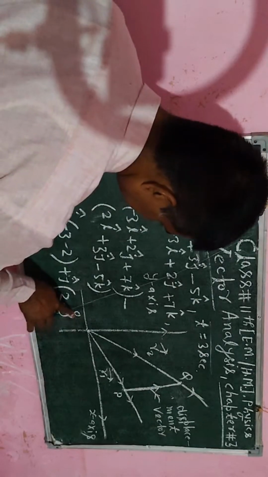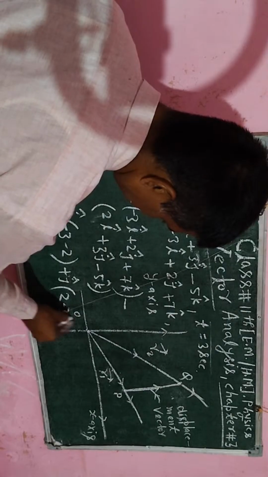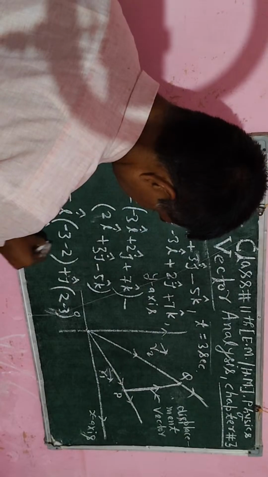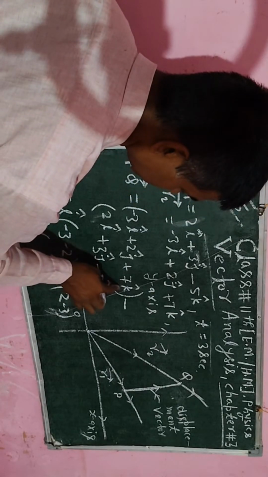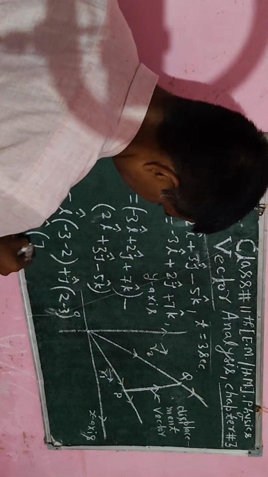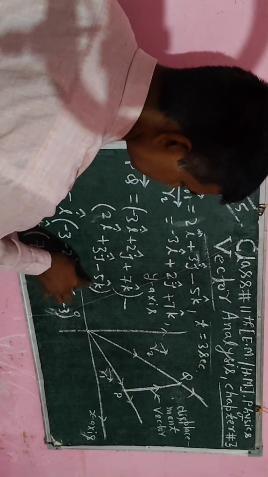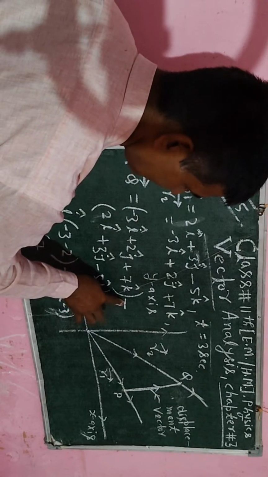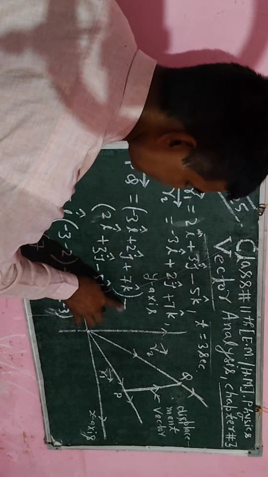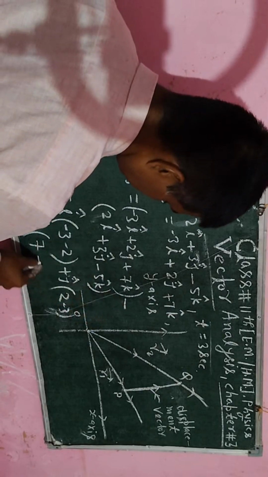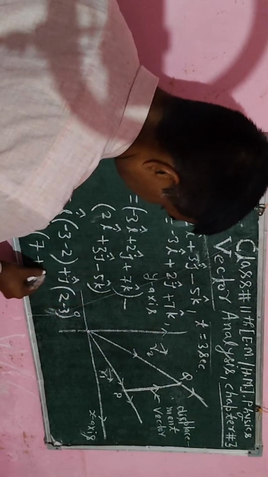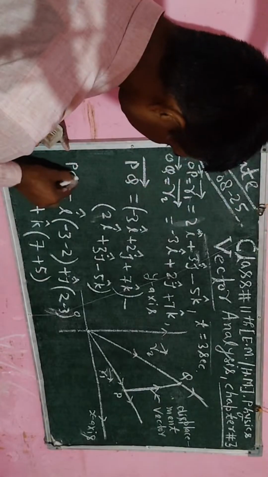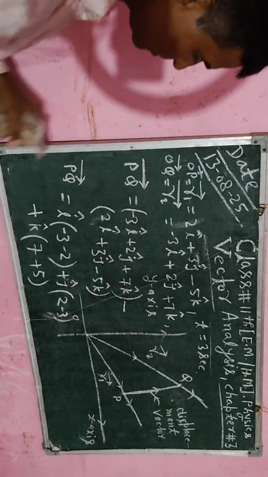Again I will take the coefficient of vector k. Here the coefficient of vector k is 7, so I will put 7, but here the coefficient of k is -5, and a minus sign is also available. So multiplication of minus and minus will be plus, and the coefficient is 5, so I will put 5. So this is the vector PQ.